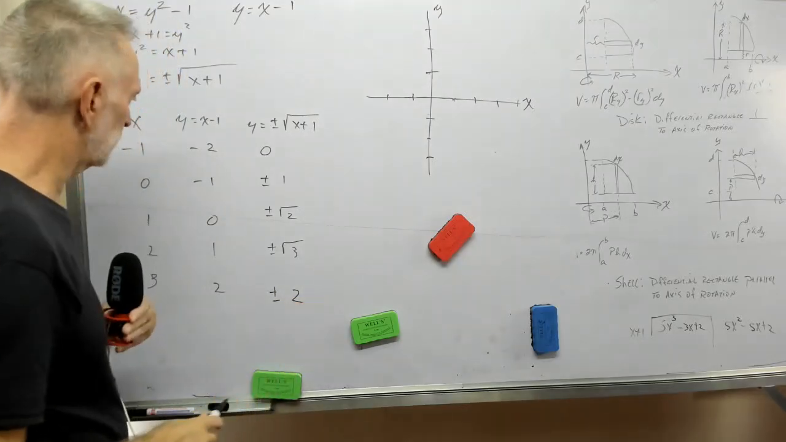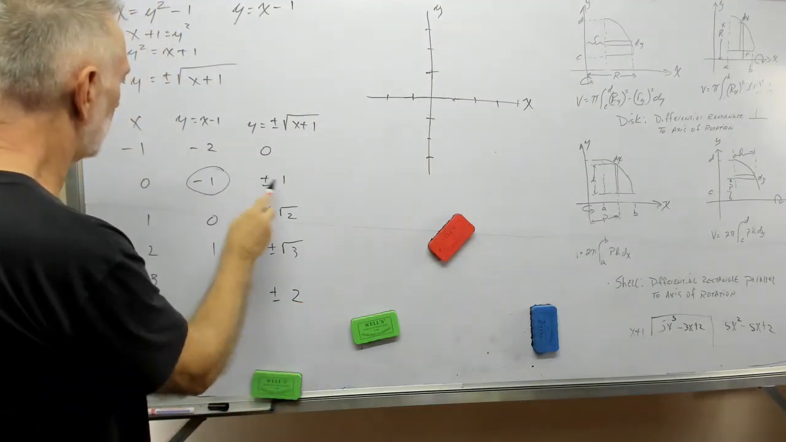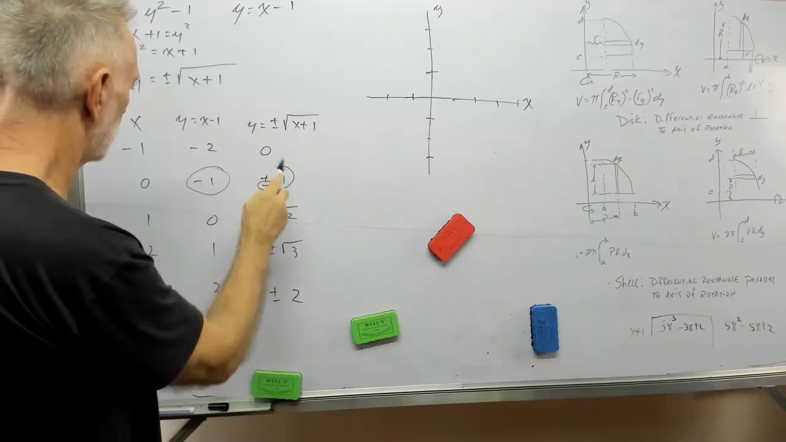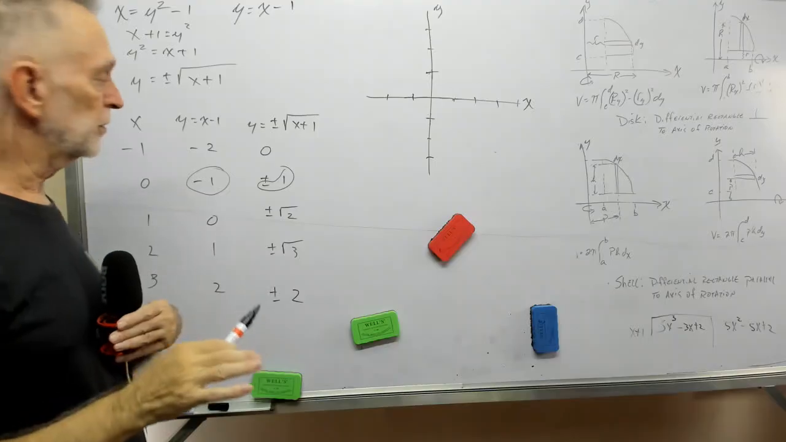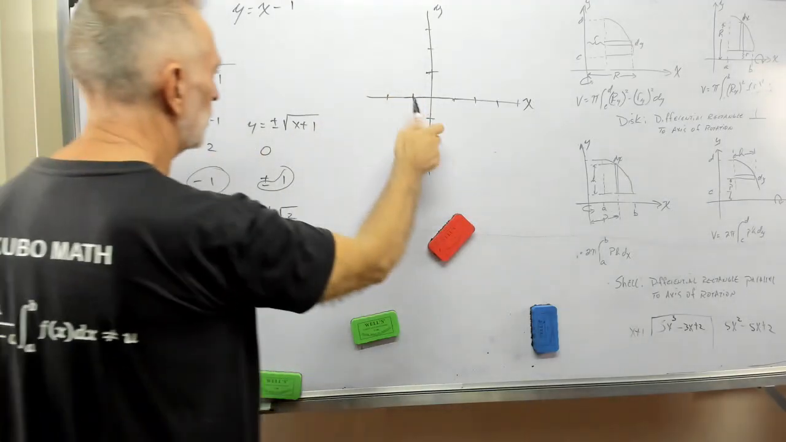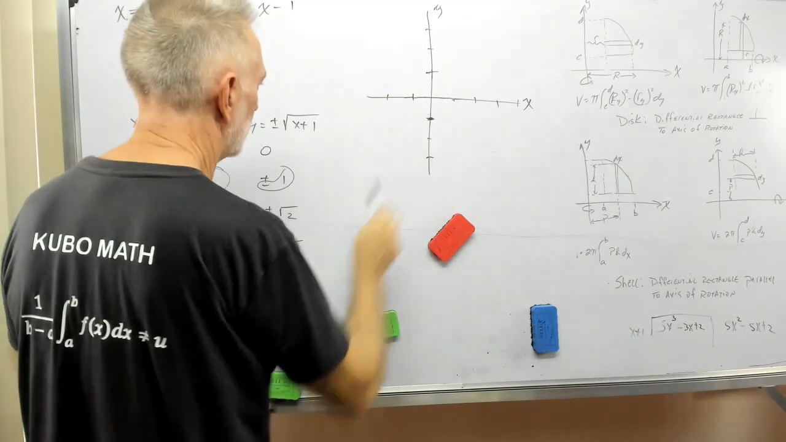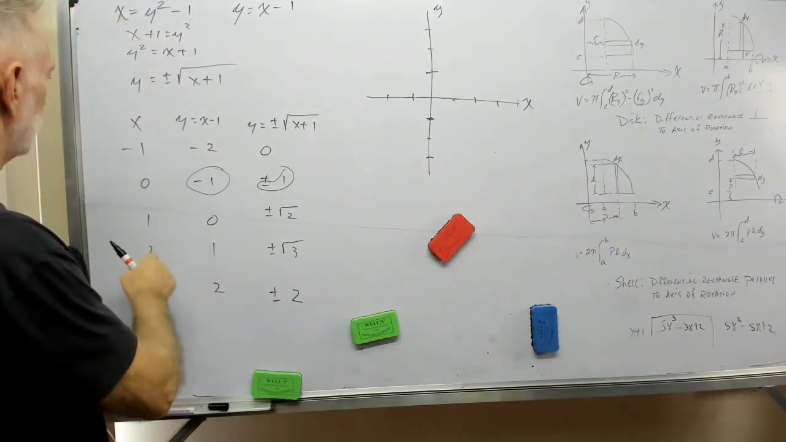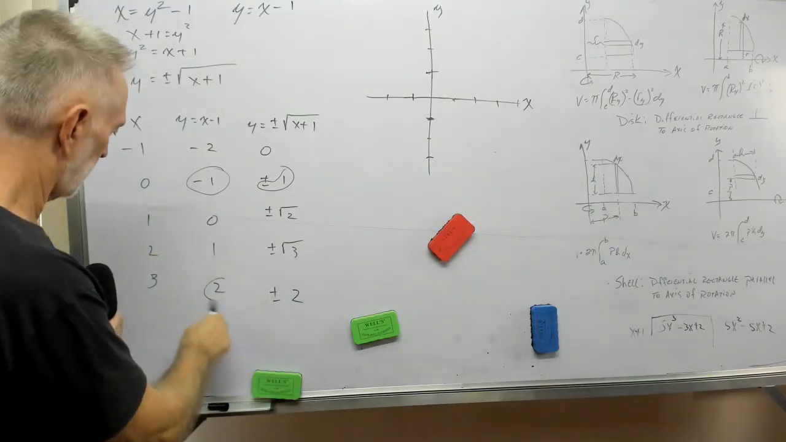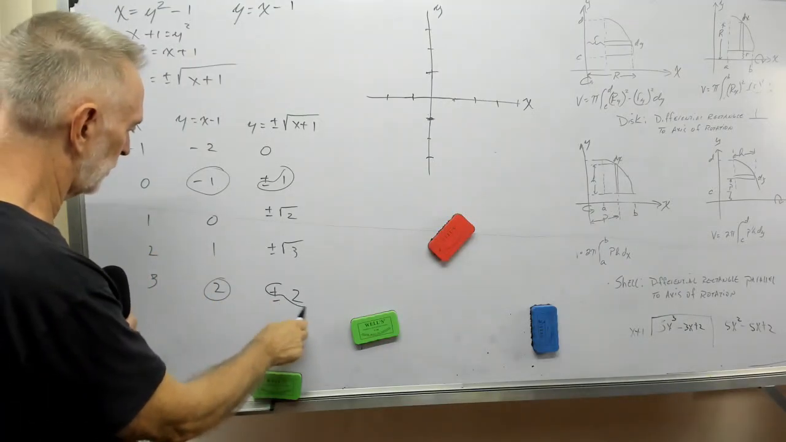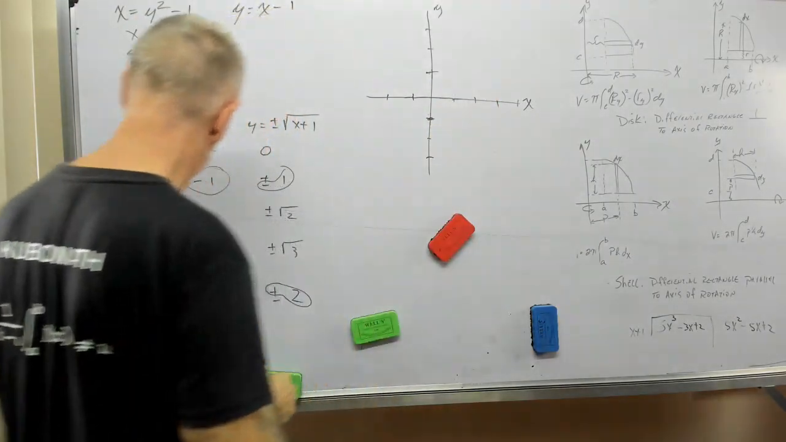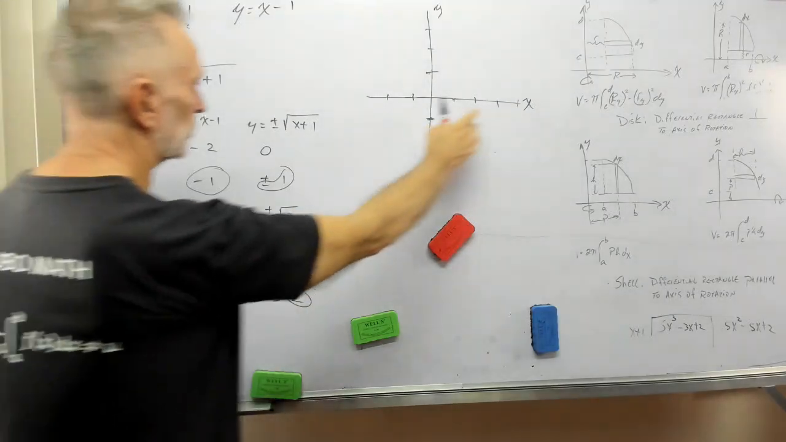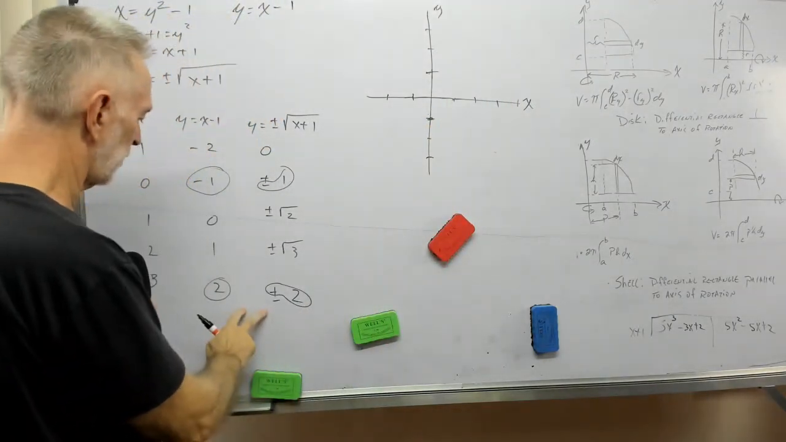Now you'll notice at x equals 0, y equals negative 1, those two curves are the same. When x is 0, negative 1, those two curves touch. And by the way, at 3 and positive 2, they touch again. That's when x equals 3. The y value is 2.